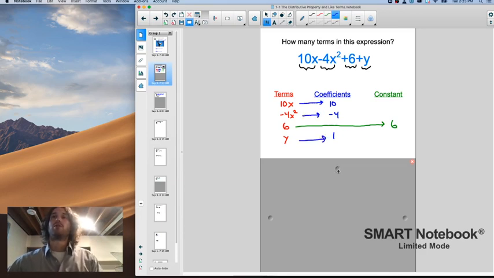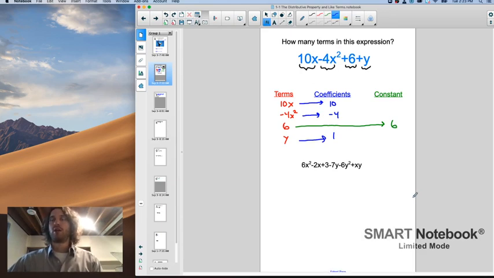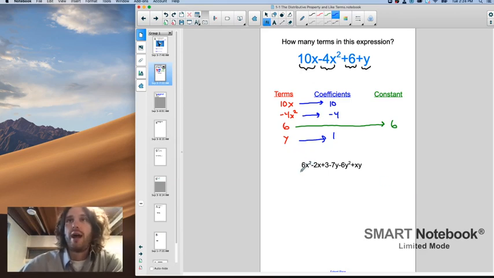Super. So take a minute. I'm going to ask a couple of questions about this expression, and then you can try and answer them on your own, and then we'll go over the solutions. How many terms are in this expression? And then I'm going to ask a couple other questions too. You can pause it anytime if you want to try it.